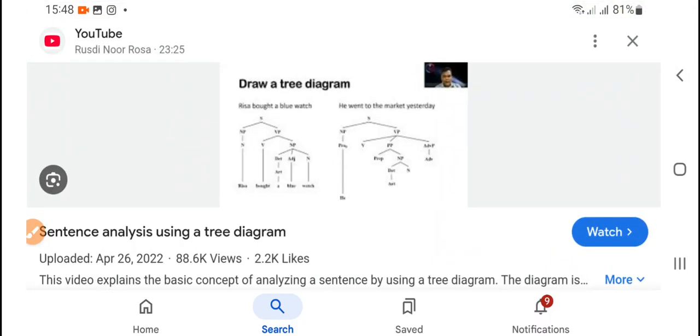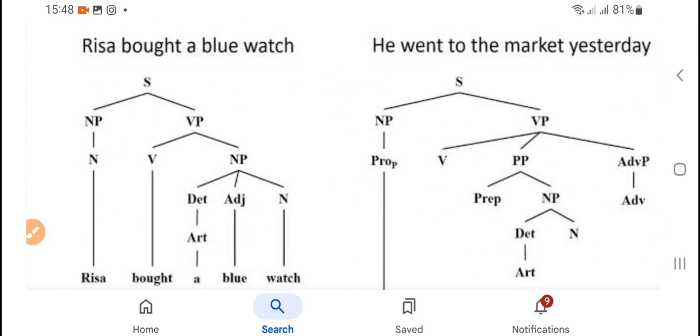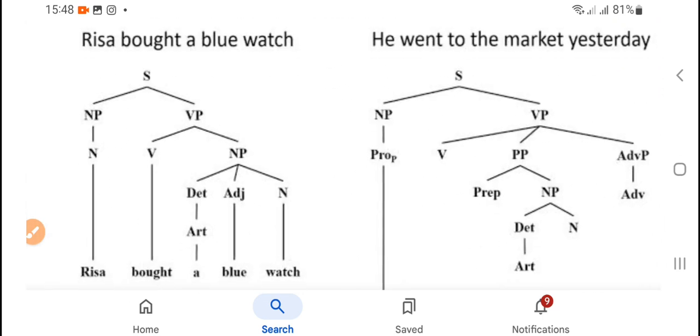Now moving to another sentence, there are two sentences. Risa bought a blue watch. So my dear students, just imagine whenever you read the sentence and then speak it loudly, right? And then Risa, you can imagine your name. If I say Swati, so Swati bought a blue watch. So that's bought, because imagine that's a sentence, and what's going on in a sentence, that I have bought a blue watch, or I bought a blue watch, right?